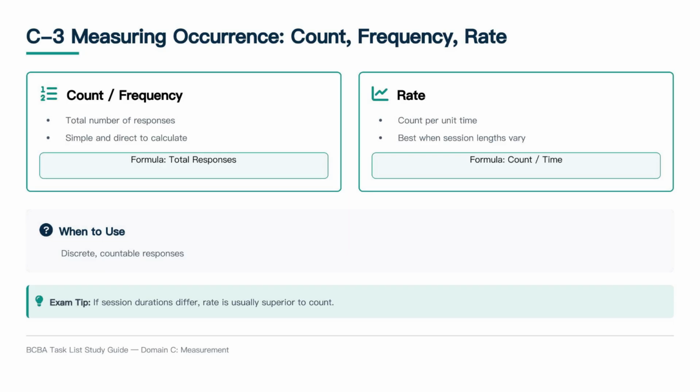When you're measuring occurrence, you'll usually choose between count, frequency, and rate. Frequency is just the total number of responses, while rate adjusts that count by time.